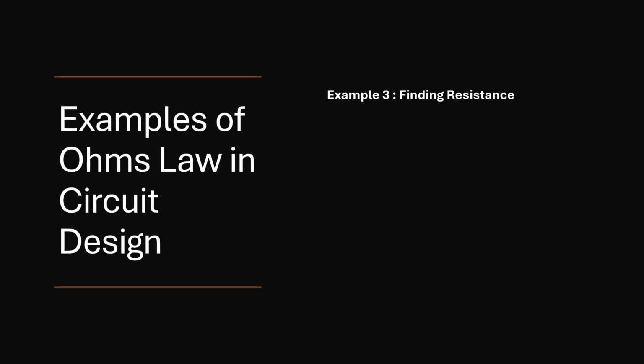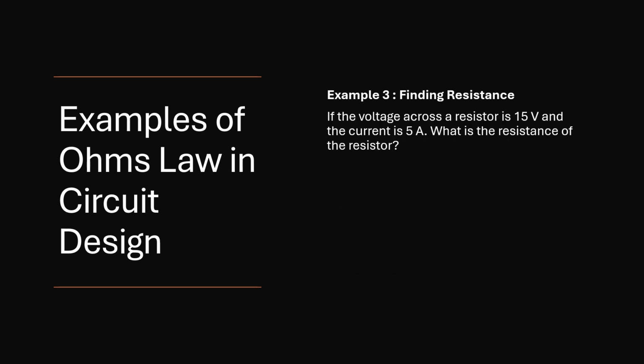Lastly, if you try and find resistance, if the voltage across a resistor is 15 volts and the current is 5 amps, what is the resistance of the resistor? Use resistance is equal to voltage over current. Therefore, 15 volts divided by 5 amps, the resistance is equal to 3 ohms.